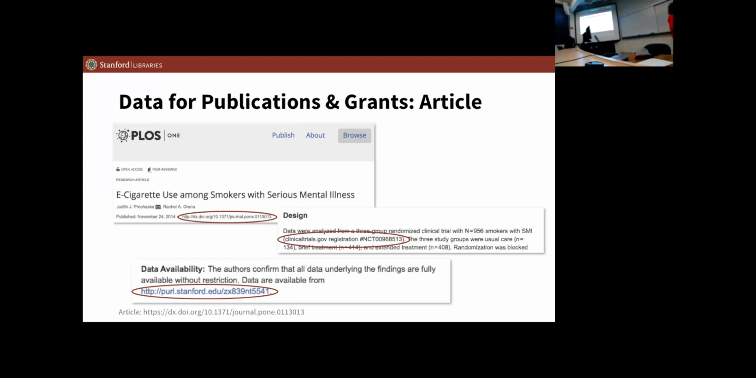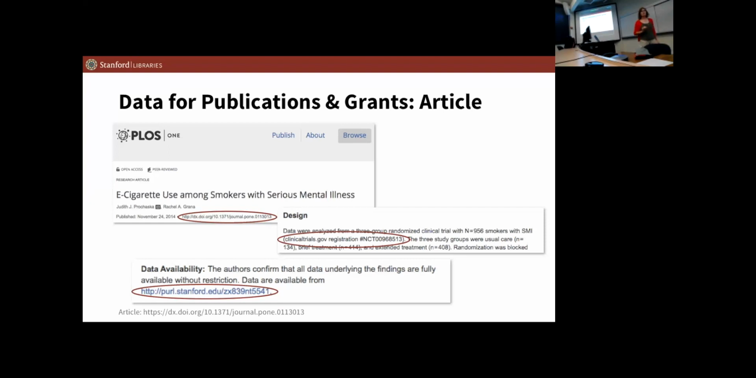And then within the article, these are all excerpts from this article, there's a design section, and in that design section, she has included the unique identifier for the NIH clinical trial, so that you can find that at clinicaltrials.gov, because it's a clinical trial, and she was required to register this particular study there. And in addition, PLOS actually has a specific data availability section, because they want people to say where the data is and how readers can get access to the data content.